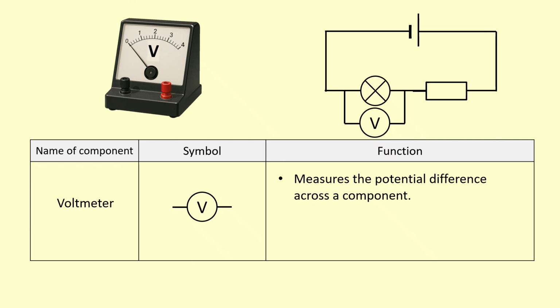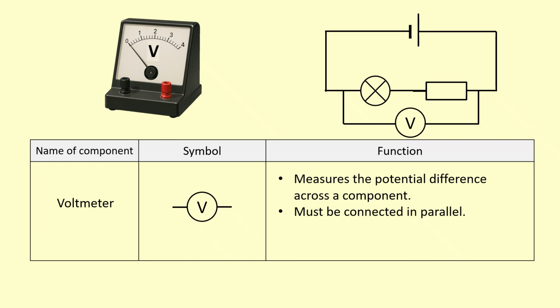If I want to measure the potential difference or voltage across the resistor, then I'd measure it in parallel across the resistor like this. Now let's say across the cell, then I would just connect it across the cell like that. Or if I want to measure the voltage across two components, the bulb and the resistor, I'd connect it between the two points that I'm interested in. Okay, so it must be connected in parallel.